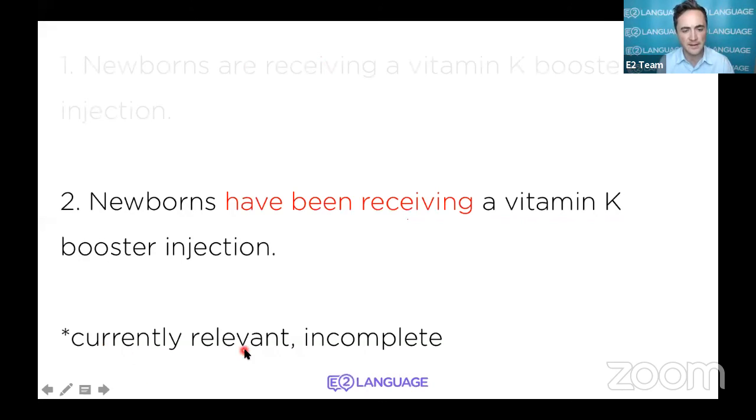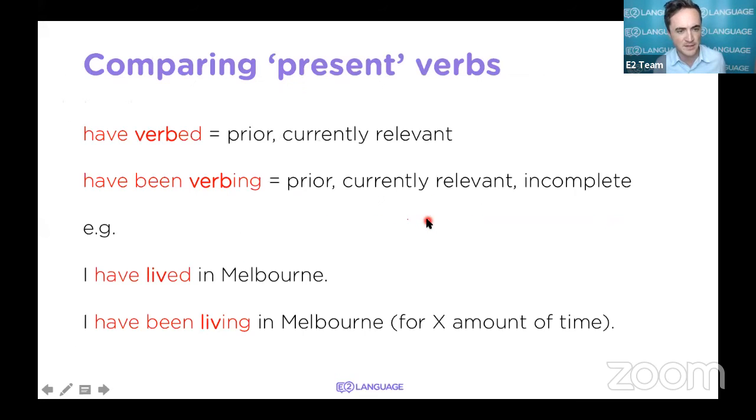So the currently relevant prior incomplete verb is have been receiving. Newborns have been receiving a vitamin K booster injection. Last one, then we're going to do an activity.